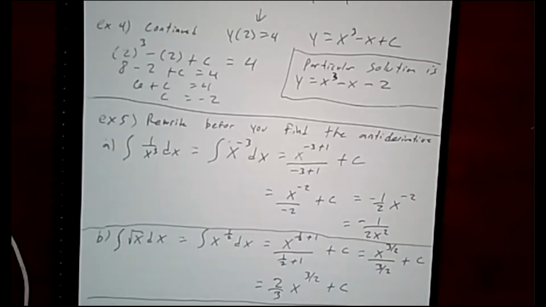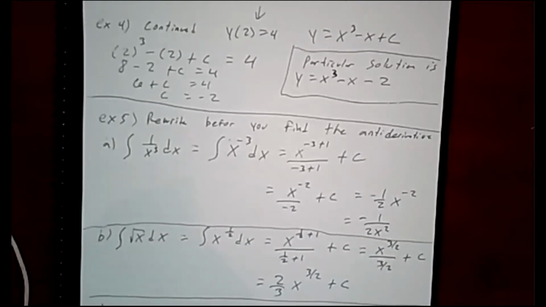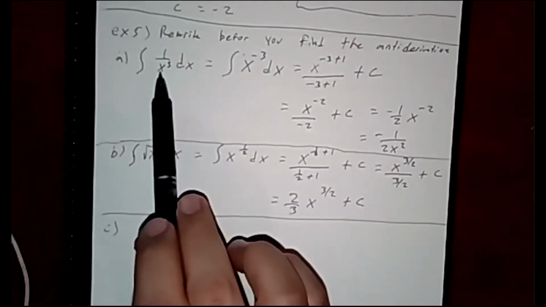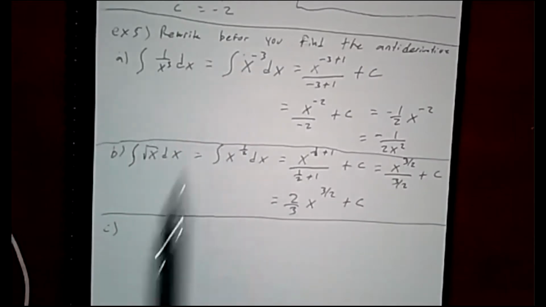I decided to do some more basic problems real quick, just in case these come up in the homework and they're confusing. All right, so writing the square root of x as x to the power of 1/2 was rewriting before finding the antiderivative. Right. Okay, cool. Same thing with x cubed down here. Rewrite it.